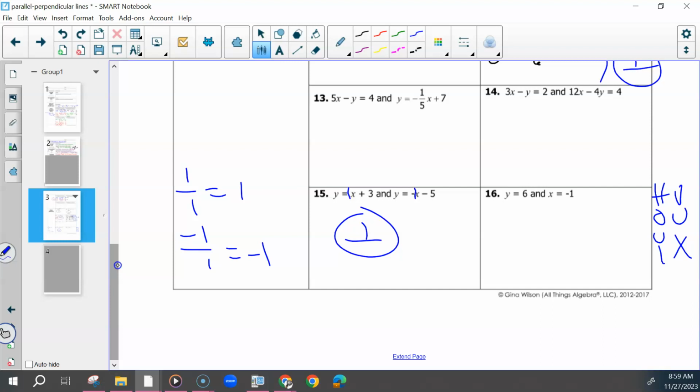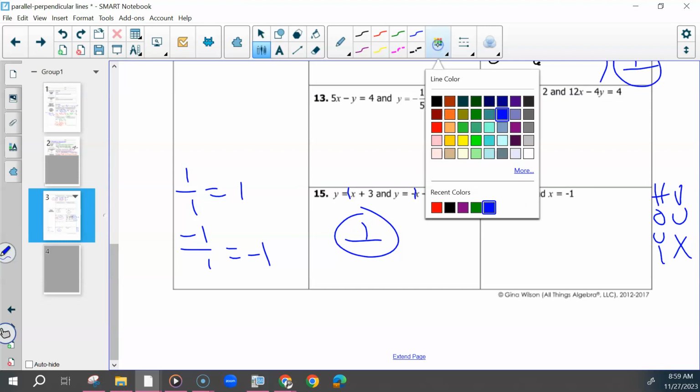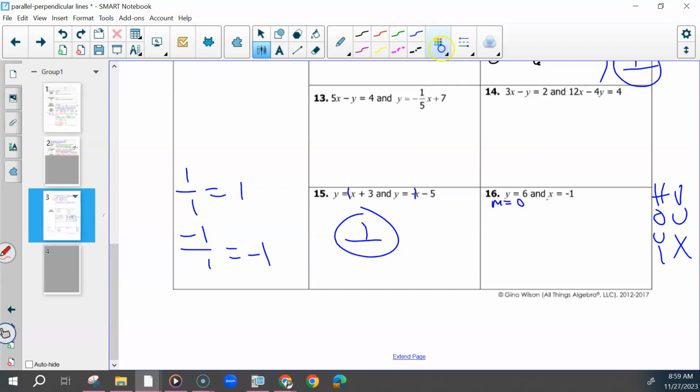Which is not loud. 0. And what is the slope of something with an x equals? Undefined. So if we have a 0 and an undefined, are those parallel, perpendicular, or neither? What did you say? Perpendicular.